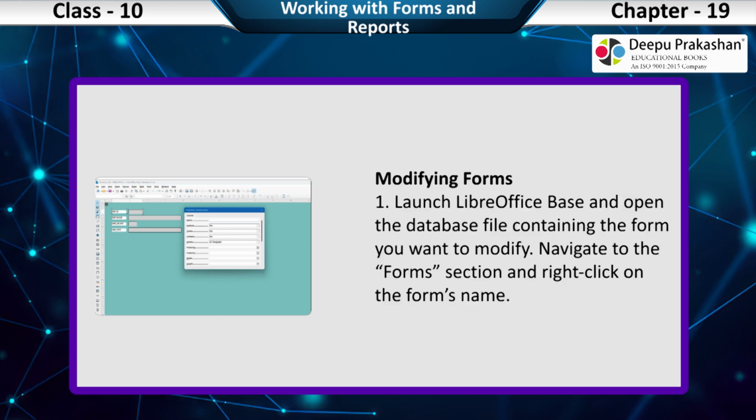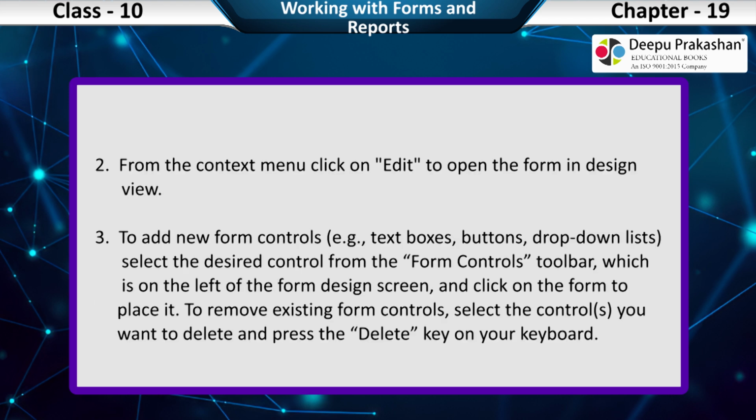1. Launch LibreOffice Base and open the database file containing the form you want to modify. Navigate to the Forms section and right-click on the form's name. 2. From the context menu, click on Edit to open the form in Design View. 3. To add new form controls, for example text boxes, buttons, drop-down lists, select the desired control from the Form Controls toolbar, which is on the left of the form design screen, and click on the form to place it. To remove existing form controls, select the controls you want to delete and press the Delete key on your keyboard.